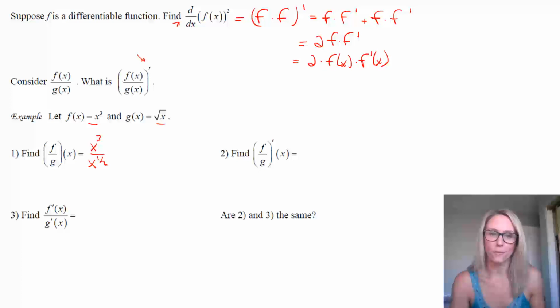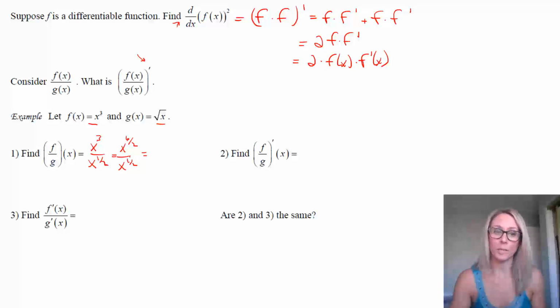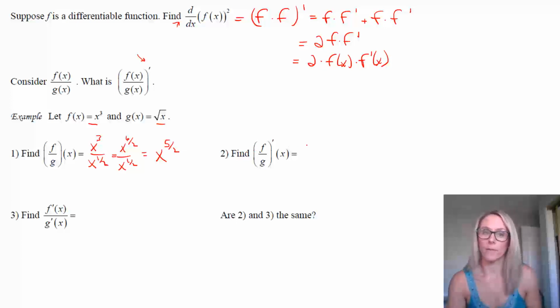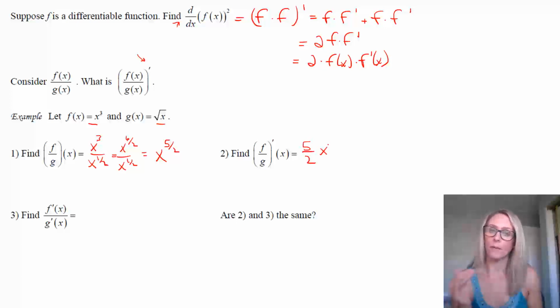Then we want to go back to those fractional exponents. We have x to the 6/2 divided by x to the 1/2. You want to remember that when you divide two things with the same base, you subtract their exponents to get x to the 5/2. And then we take the derivative of that. We can just use the power rule. We have x to the n, so 5/2 x to the 5/2 minus 1, which is 2 over 2, so x to the 3/2.